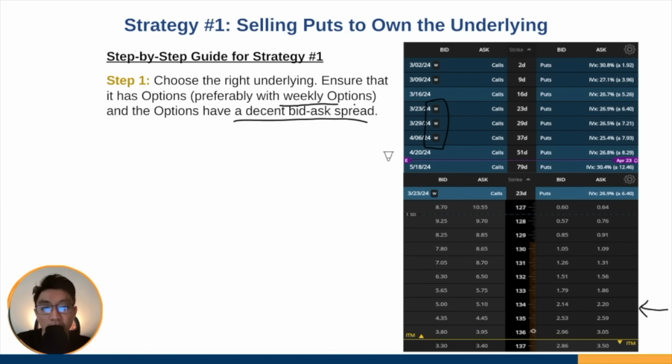Again, it's very dependent on the price of the underlying. Naturally, if you go for stocks that are very expensive, like maybe 500 plus, 700 plus, then you're going to see the bid and ask spread, of course, be slightly wider.